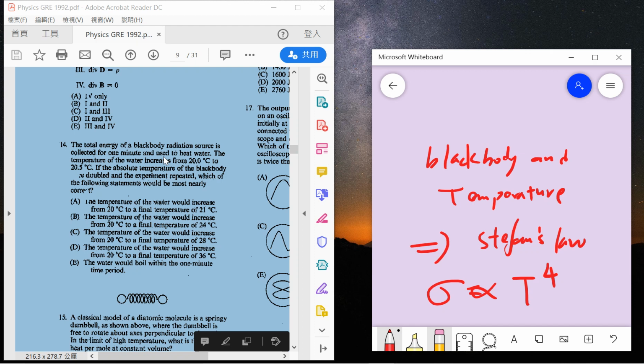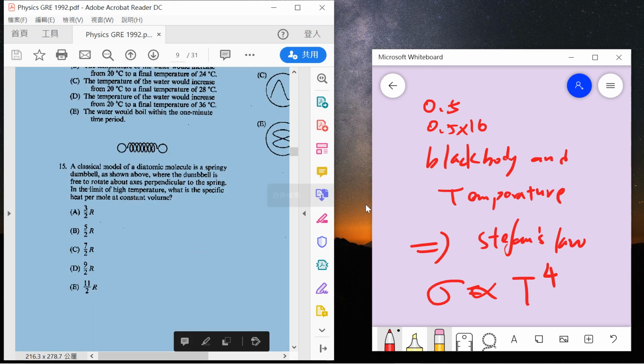So if the temperature increases by 0.5, then if you double, you should multiply by 16, 2 to the fourth. So the temperature increase should be 8. So the answer is C, 20 to 28.